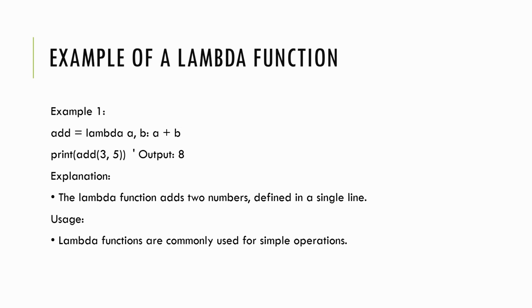Let's look at an example. Here we define a lambda function called add. It takes two arguments, a and b, and returns their sum. When we call add(3, 5), it outputs 8. Lambda functions are commonly used for simple operations that don't require a full function definition.